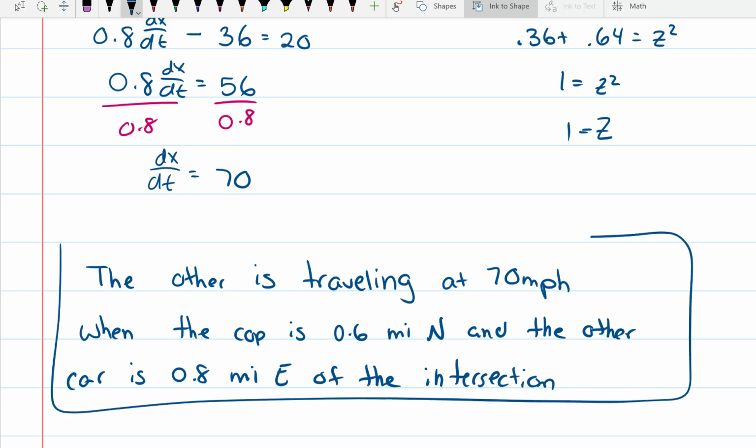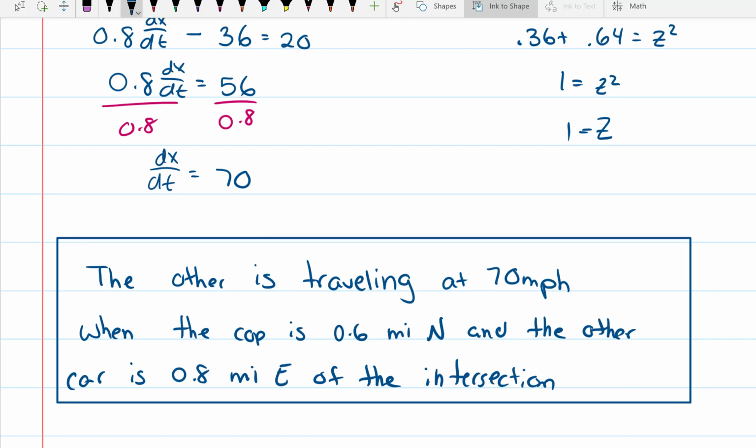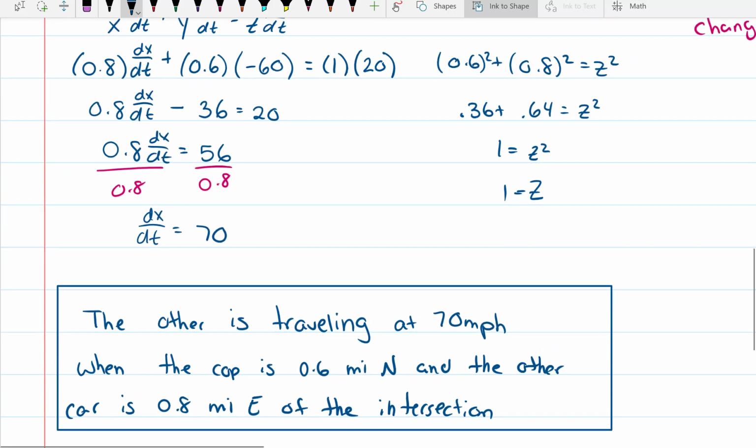And that's it. The main trick to these problems is coming up with an equation to relate both of them and then taking the derivative with respect to time.